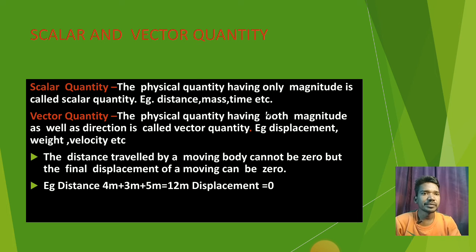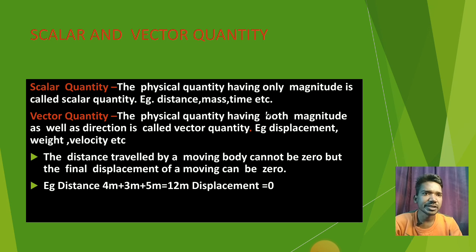The examples of vector quantity are displacement, weight, velocity, because we have already studied about the weight, that weight is never constant. It changes from place to place. For example, if we talk about a person who is weighing 60 Newton on the earth, the weight of the same person on the moon is 10 Newton. So there is quite a good difference between the weight.